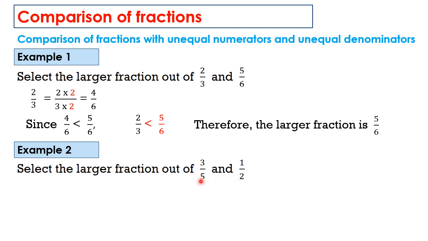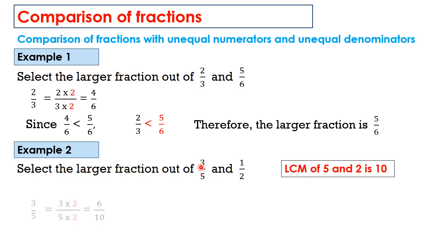Therefore, we should think about a common number for both 5 and 2. What is the common number for both 5 and 2? That is called the LCM of 5 and 2. The least common multiple of 5 and 2 is 10. So, we should convert each and every fraction into the denominator 10, since the LCM of 5 and 2 is 10.